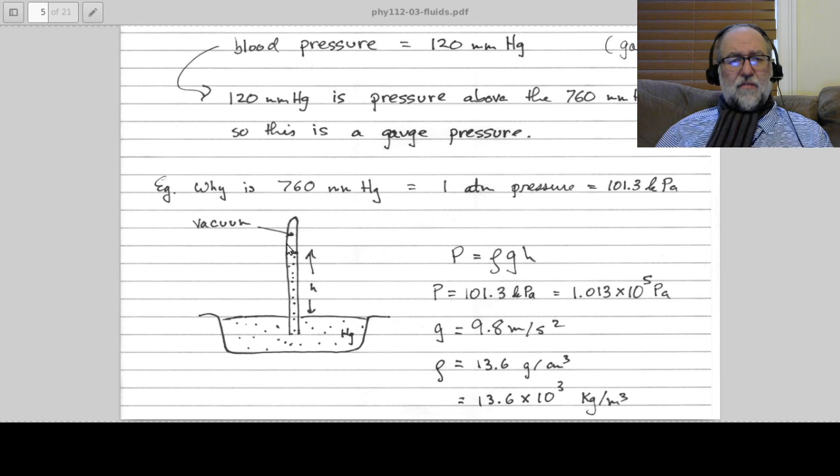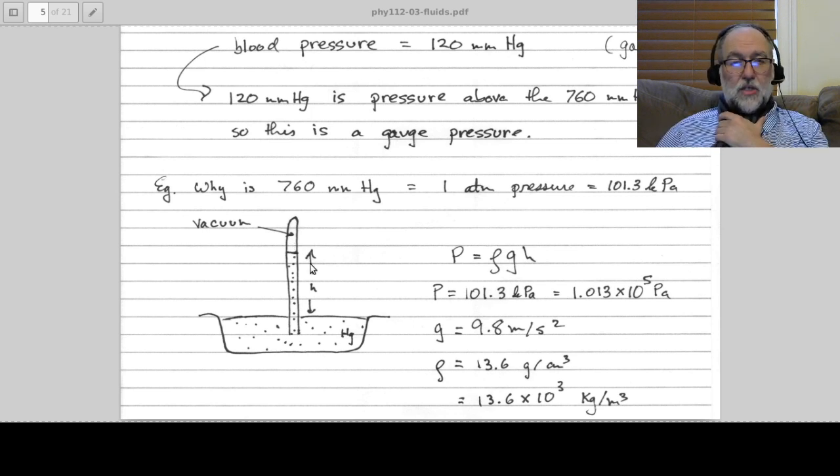Now if this mercury fell away from the top like that, you say, well, what's in there now? It's a vacuum. The mercury literally fell away from the top and left the space in there with nothing there. That's a vacuum. So in this area here, from the top part of the tube, which is closed, to the fluid line of the mercury, there's nothing. There's a vacuum.